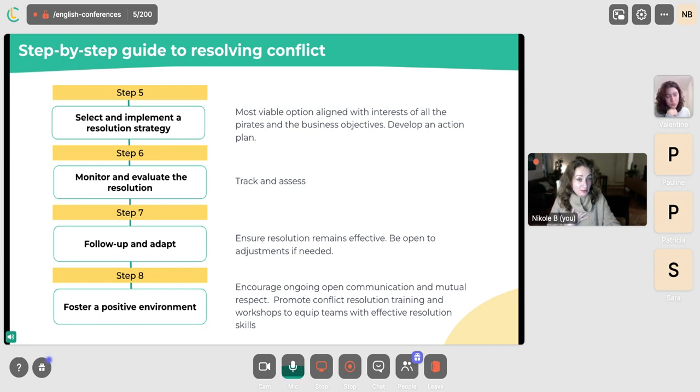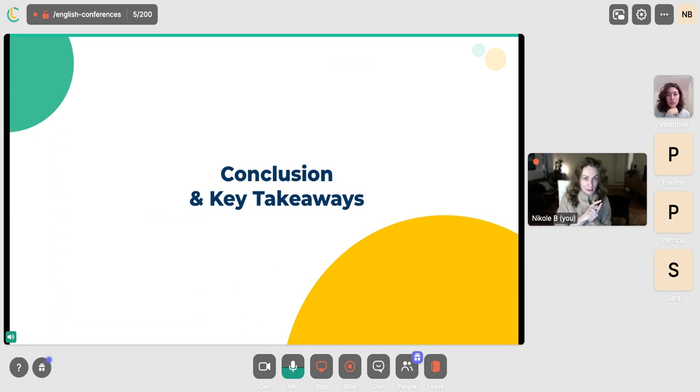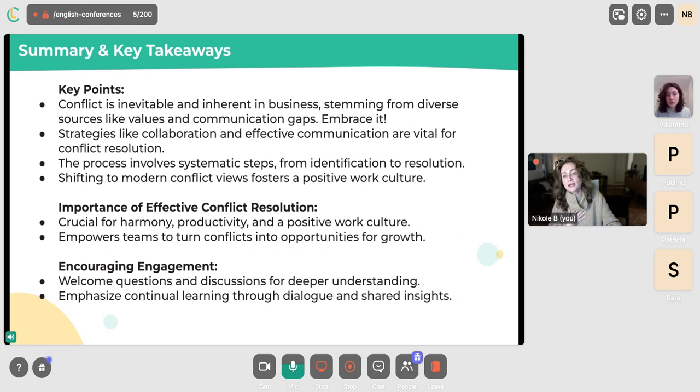And step 8, to make sure that more conflicts don't arise, you're going to want to foster this positive environment where people can talk, they respect each other, they go to training workshops where they have team building, and they can build effective resolution skills together. So they learn how to resolve it amongst themselves without a third party coming in. So we went a little over, but the conclusion and key takeaways: number 1, conflict is inevitable.